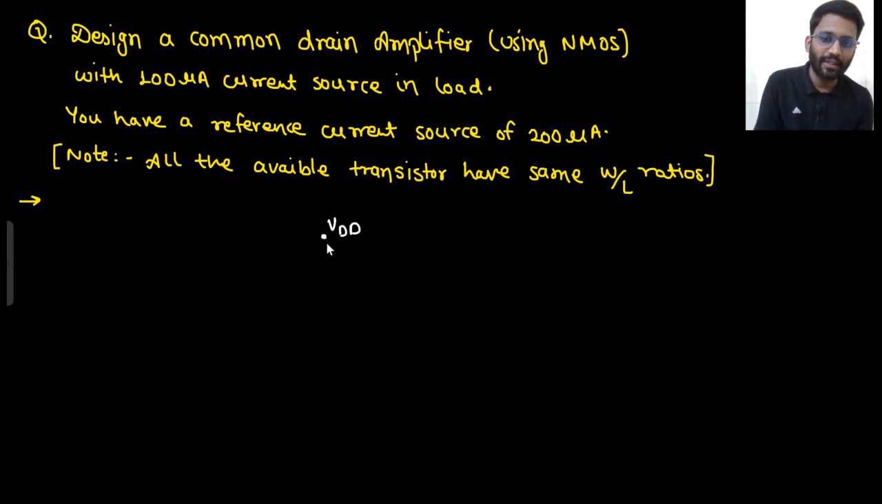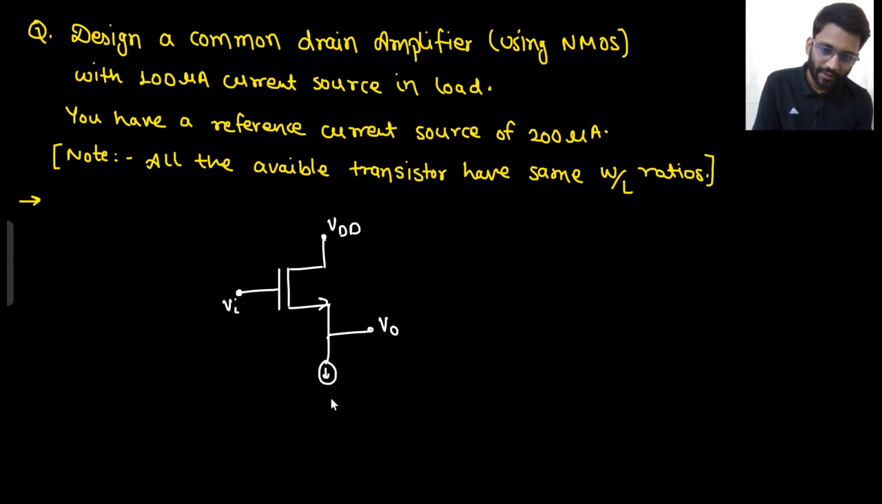They are not talking about the supply, so we have different supplies now. So, common drain amplifier using NMOS. This is the common drain. In common drain, you apply the input here, you get the output here. Apply the input at gate, get the output at source. In load, you are using a 100 microampere current source.